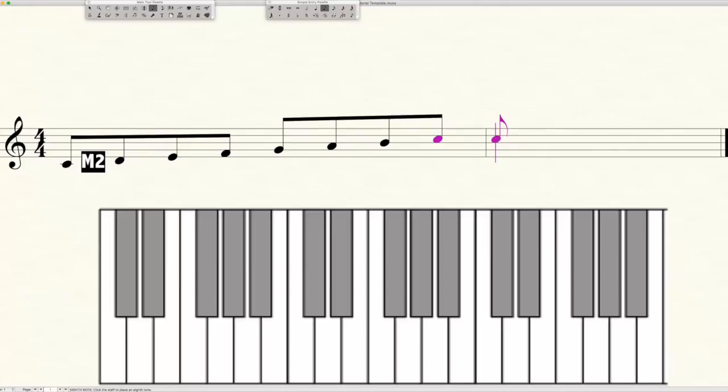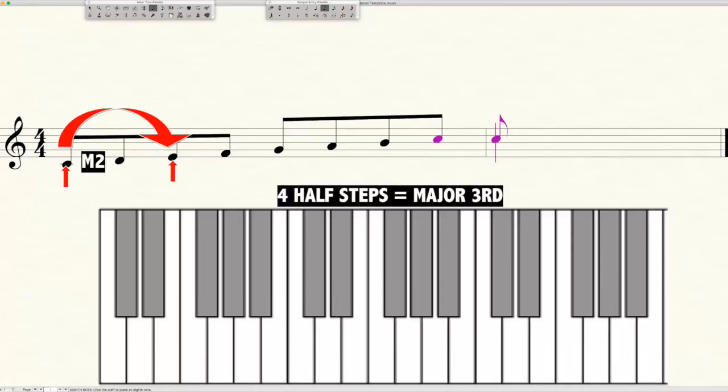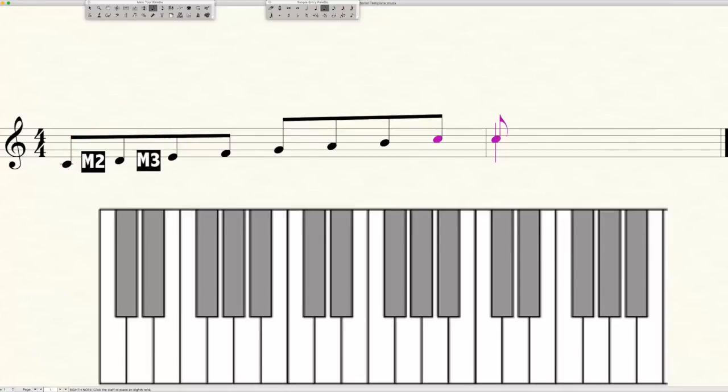Now, for the next interval, we go back to C, and we leap over the D and get to E, and now we need to count. How many half steps are there between C and E? And again, we can use our keyboard. We can see it's 1, 2, 3, 4 half steps. So 4 half steps equals a major third. That's the name of it. So then we want to put on our staff capital M 3.